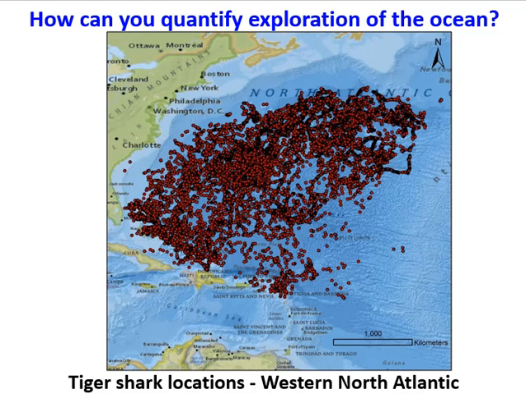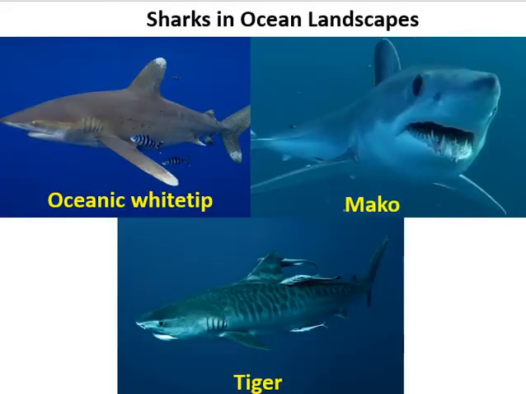But what do you do with this data? How do you assess how these sharks that are generating these locations are utilizing this patchy environment? Well, that's what I want to talk about. And I want to illustrate these 3 different species. There's the oceanic whitetip, the mako shark, and the tiger shark.